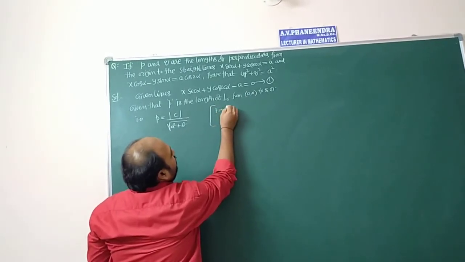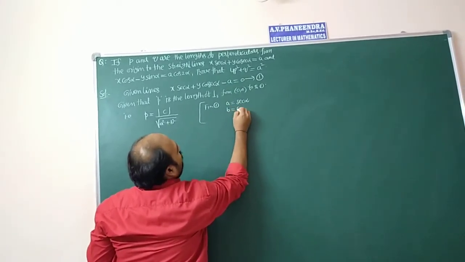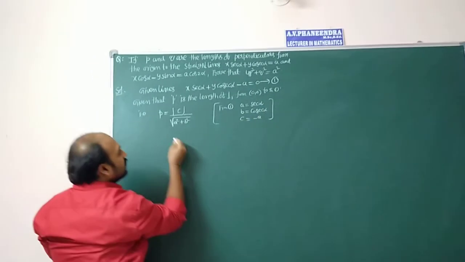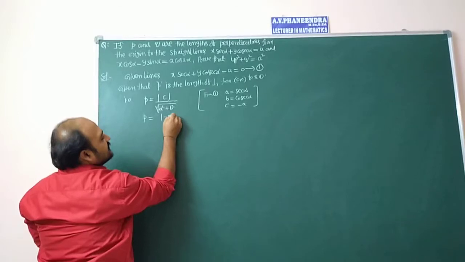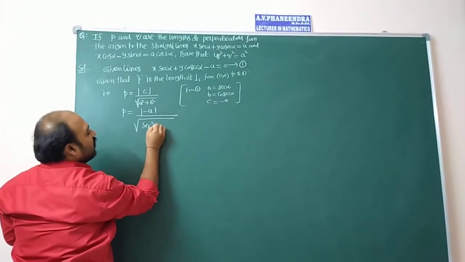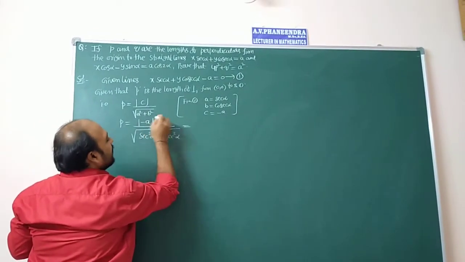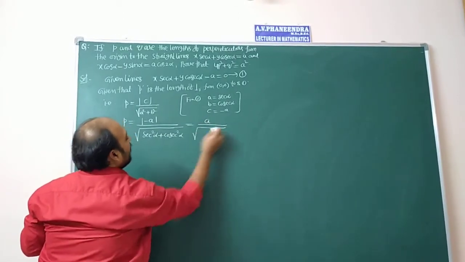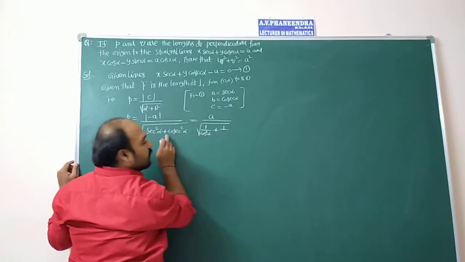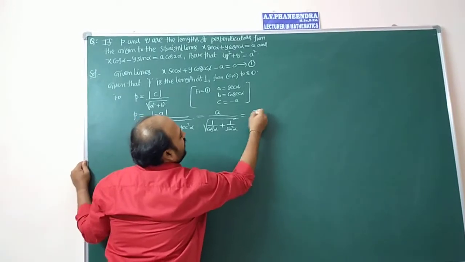From equation 1, a is equal to secant alpha, b is equal to cosecant alpha and c is equal to minus a. So P equal to mod minus a divided by square root of secant square alpha plus cosecant square alpha. Mod minus a is plus a, divided by square root of secant square alpha, reciprocal is 1 by cos square alpha, plus reciprocal of sin square alpha, 1 by sin square alpha.